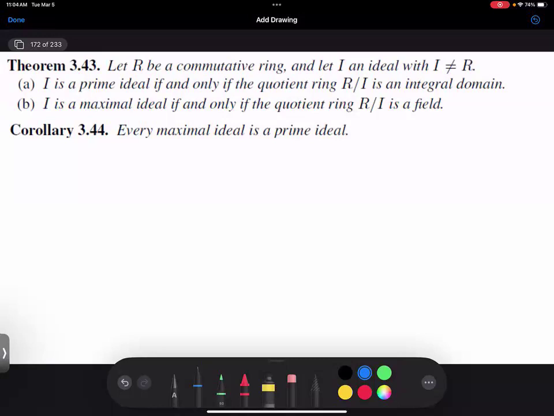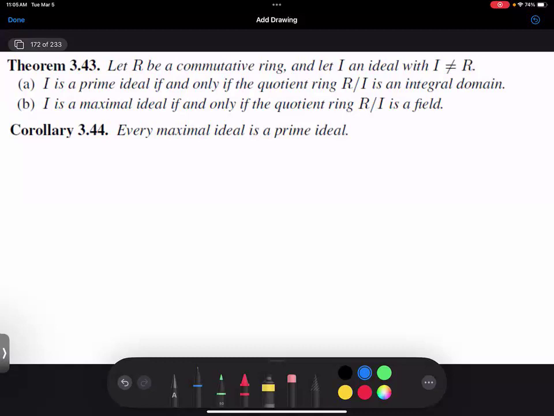And so the idea is, if we want to understand a complicated object like a ring R, we take an ideal I which is smaller, which we can hopefully understand. And then we break understanding R into two parts. We first understand I, and then we look at the smaller ring R mod I, where we say two elements in R are equivalent if they differ by something in I. And so I is a prime ideal if and only if the quotient ring R mod I is an integral domain. I is a maximal ideal if and only if the quotient ring R mod I is a field.